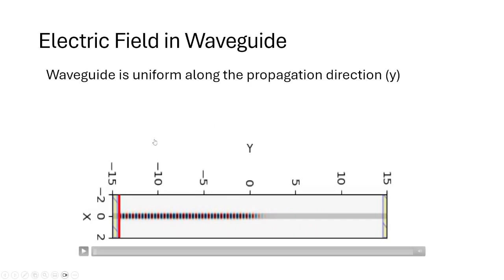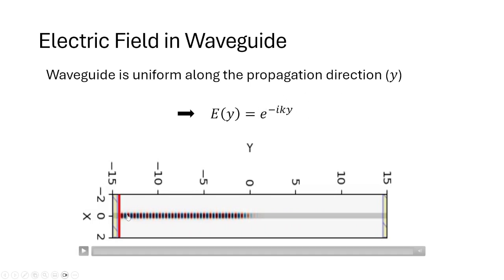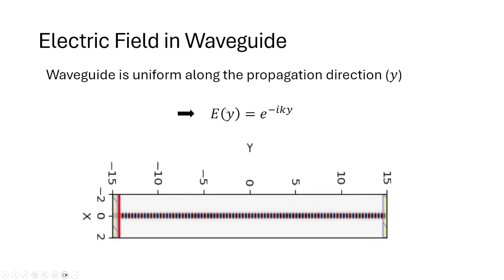So because of this uniformity, the electric field along the Y direction is just going to be this complex exponential term. You can see here, if we were to pause in time and take a cross section of the electric field along Y, what we would see is an oscillation, right? Wherever you see blue, the electric field is negative. Wherever you see red, the electric field is positive. So we get this kind of sinusoidal oscillation of the electric field along Y. So the electric field along Y just looks like this plane wave term here.